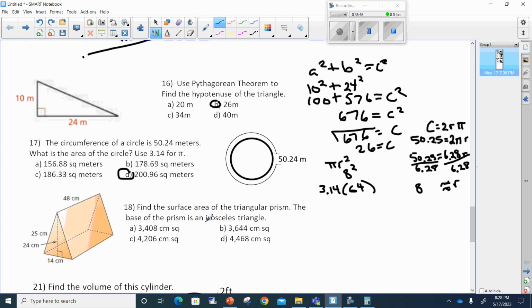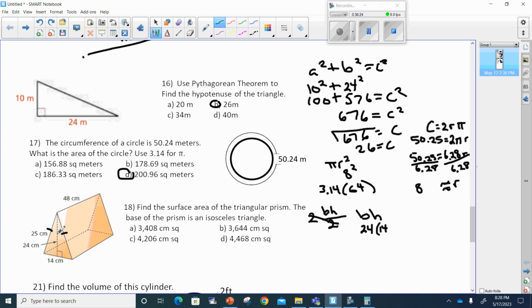The base of the prism is an isosceles triangle, which means that this side is equal to this side. Now that I know that, let's find my triangles first. I know the formula for a triangle is base times height divided by 2. Since there's 2 triangles, here and here, I'm going to multiply this by 2, which means I'm really getting rid of this. Now I have just base times height. My base is 14. My height is 24. Remember, I don't go by the slant height. So now I've got 24 times 14.